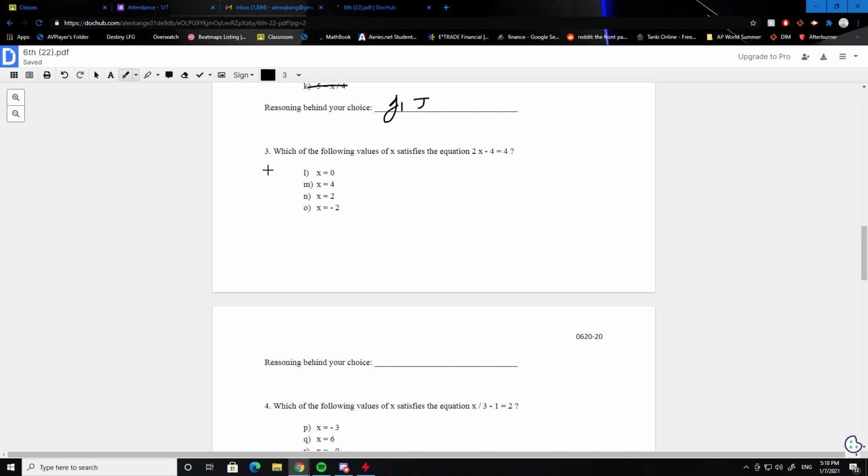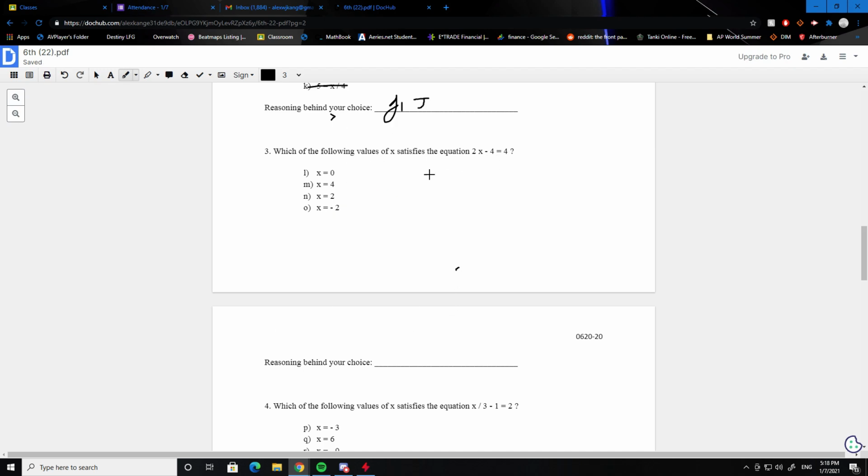Just realize what the question is asking for. Like here, number 3, which of the following values of x satisfies the equation 2x minus 4 equals 4? It's pretty much just asking you which of these numbers can fulfill this equation to be true. So whatever this is has to make this equation become true. So 2 times whatever minus 4 has to equal 4. That's what it's asking for. So might as well, I'll just do it real quick.